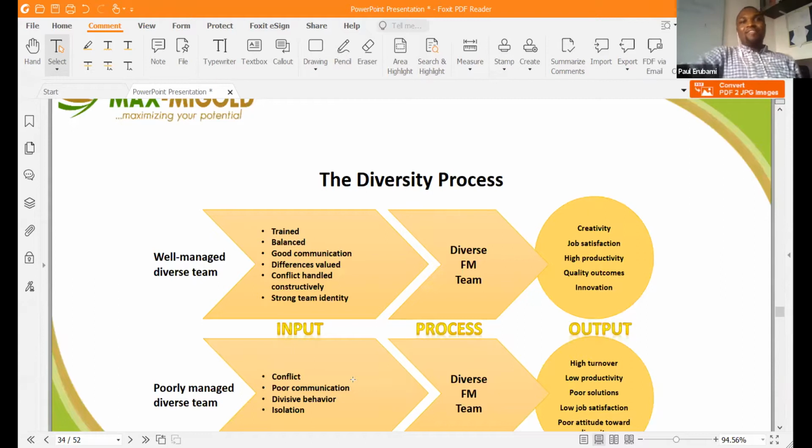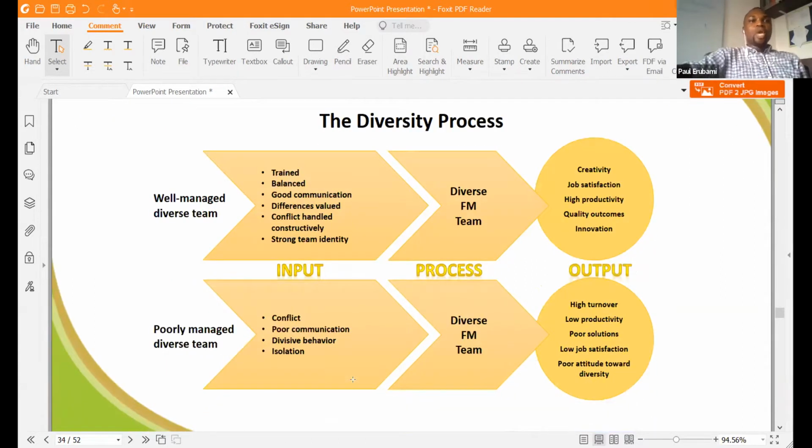So what are the diversity processes we have? A well-managed diverse team should be trained, balanced, with good communication and differences valued. Differences vary, but because we are different doesn't mean one person is better than the other. You can handle conflicts better, constructively, with a strong team identity, right? And this will lead to creativity, job satisfaction, high productivity, quality outcome, and innovation. So in doing that, we discover that we have an input into the process and we have an output.